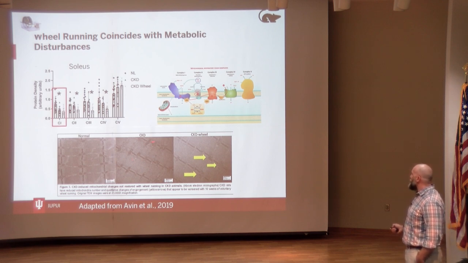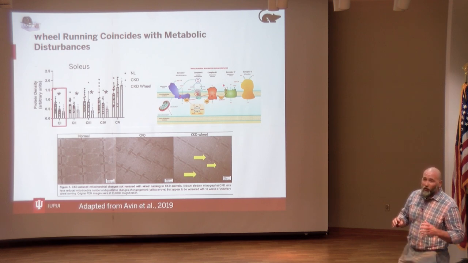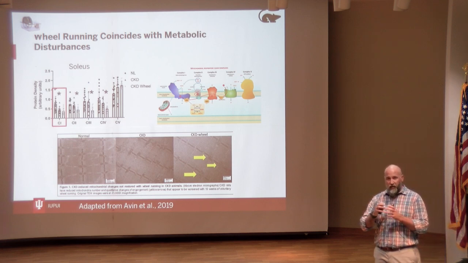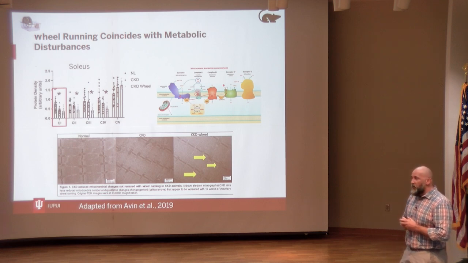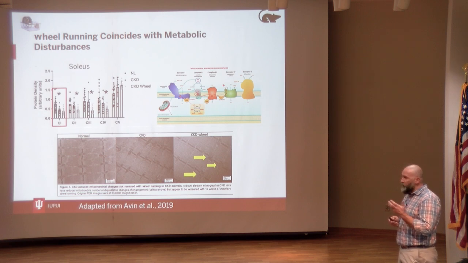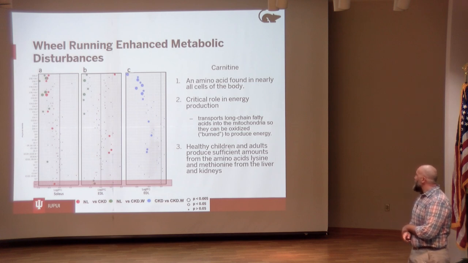The numbers, there was no difference between CKD and CKD wheel, but when you blow these images up and you look at the mitochondria, the wheel running animals, it was really engorged and damaged. So we were wondering if maybe, even though we see some beneficial effect, is it coming at a cost? We don't really know. We did metabolomics in these animals as well.